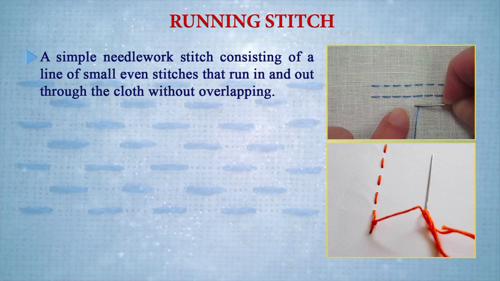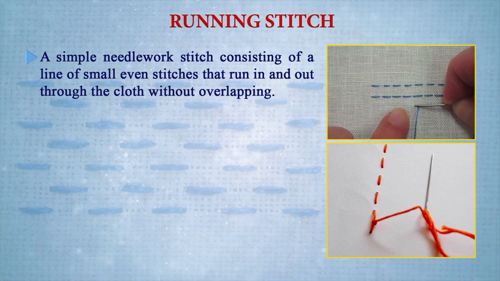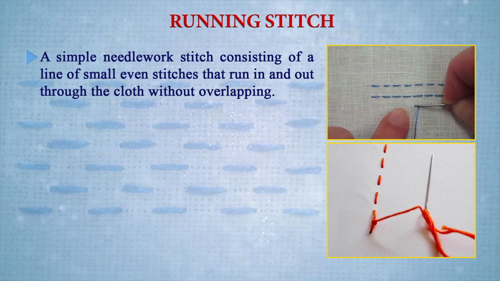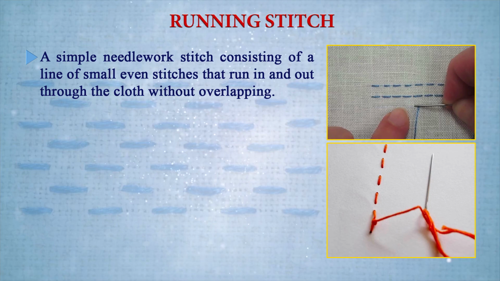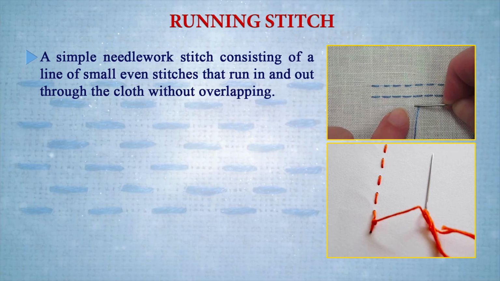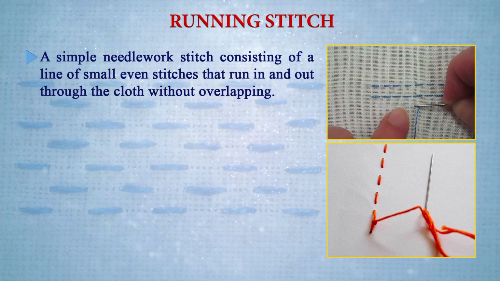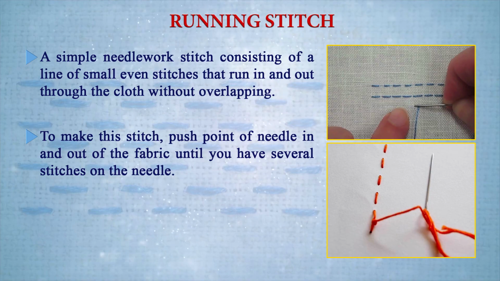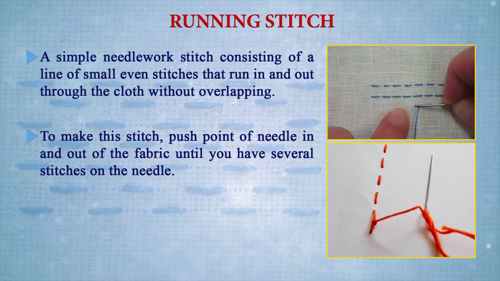In the back stitch what we did, one stitch and another stitch were overlapping. In the running stitch we do not do the overlapping on the first stitch we made. We just make simple and even stitches on the fabric and it is called the running stitch. To make this stitch, push the point of the needle in and out of the fabric until you have several stitches on the needle.